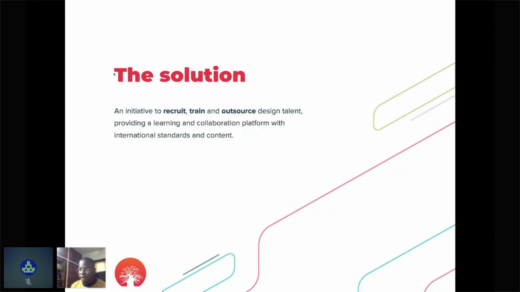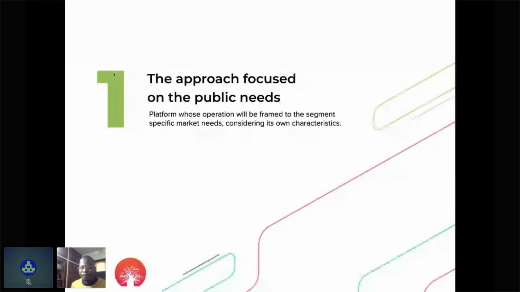So the idea is to focus on the opportunity that we have in the market: recruit, finding really good talent, train them, and then outsource that design talent. In that way we'll be able to create a platform where people could collaborate with international standards in content. So, what I had in mind in terms of how we could do that: the approach would be to focus on public needs.